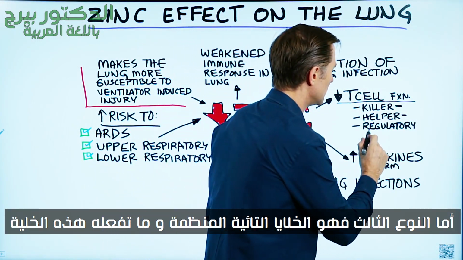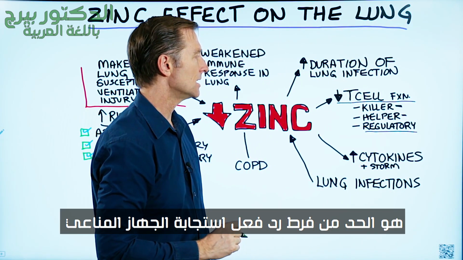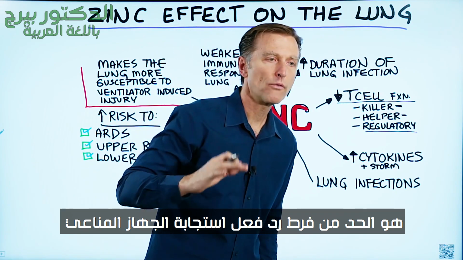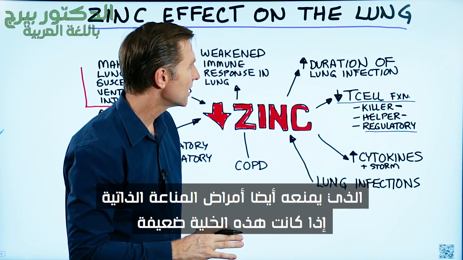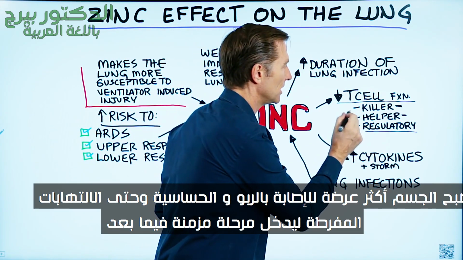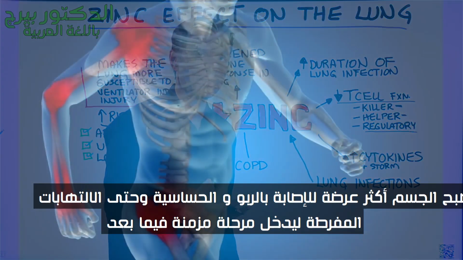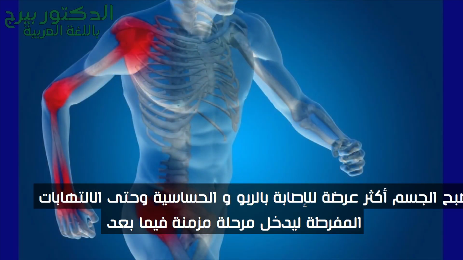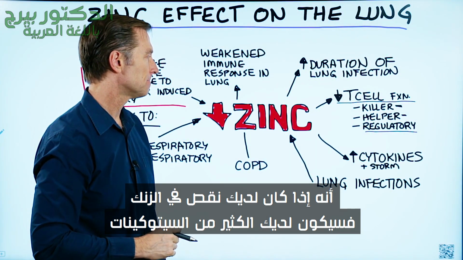And then you have another T cell called a regulatory T cell. What this cell does is it suppresses the overreaction of the immune system. It also prevents autoimmune diseases. And if this cell is weak, you'll have a tendency to have asthma, allergies, and even excessive inflammation that seems to linger and goes into a chronic phase. Your T cells really, really need zinc.